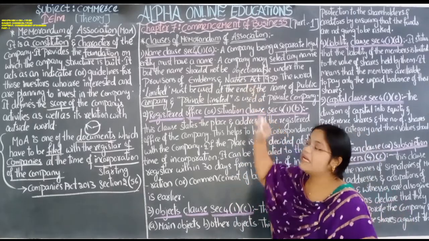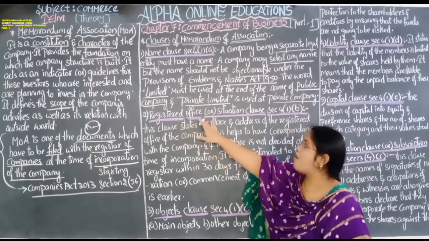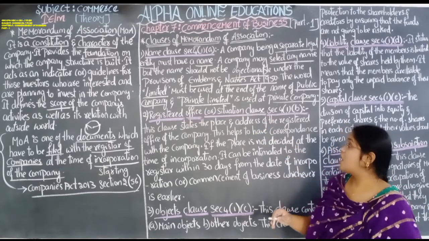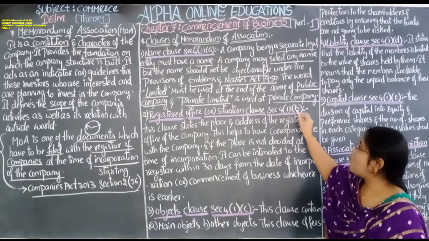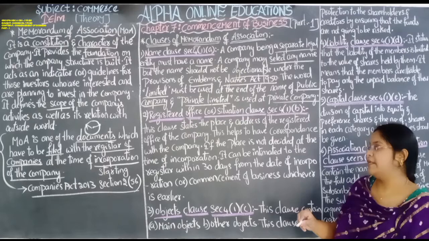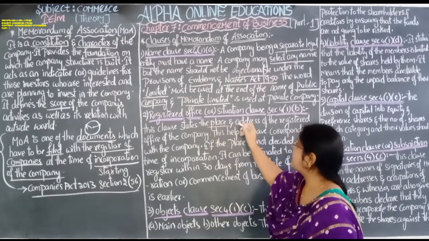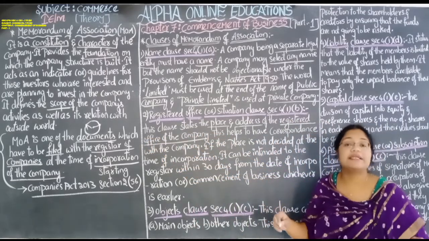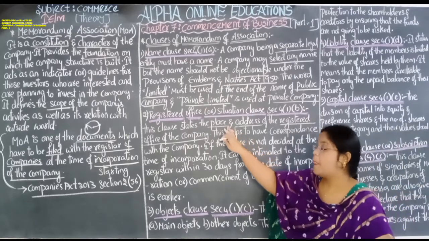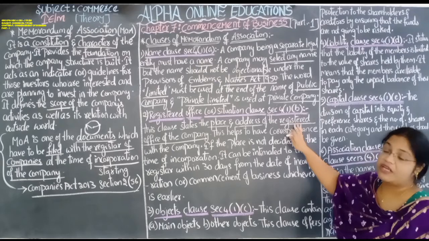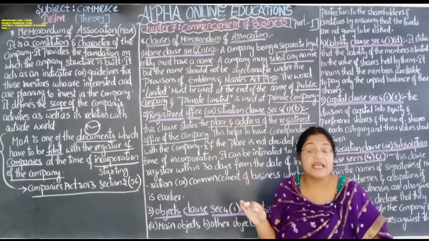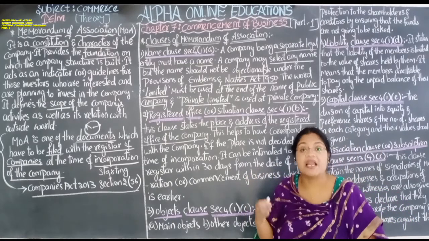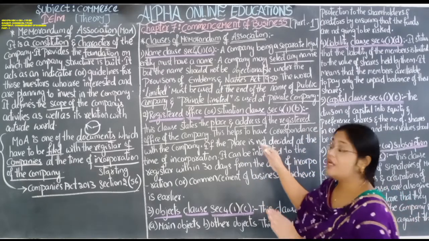So this is about the name clause. Let us see the registered office or situation clause, Section 4, Subsection 1B. This clause states the place and address of the registered office of the company. It indicates the place and address of the registered office: where it is located, in which state, in which district, in which mandal. That should be mentioned in this clause.